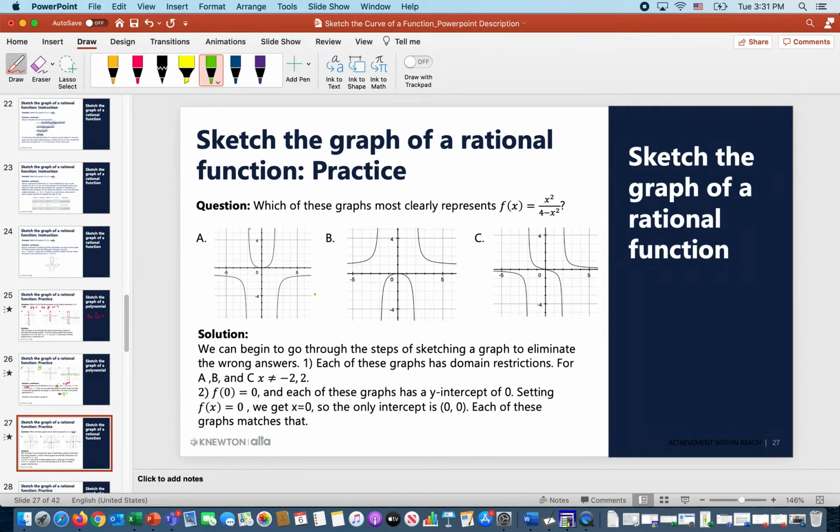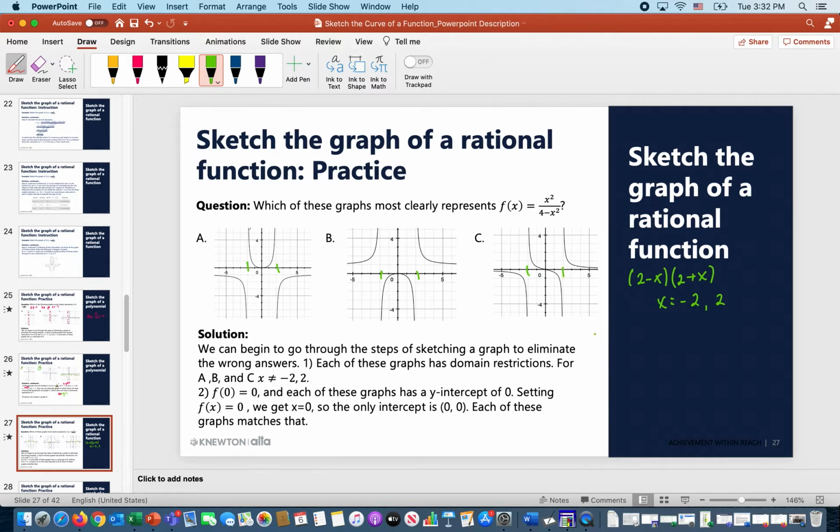Here's one that's a little different. We've got 4 minus x squared, and we have x squared right here. So you'll notice, again, we have some points of discontinuity. If you factor this, you get 4 minus x squared as 2 minus x, 2 plus x. So if I'm wise, I'll figure out that I have vertical asymptotes at 2 and -2. And it looks like all of these have vertical asymptotes at 2 and -2. So I haven't helped myself much at all.